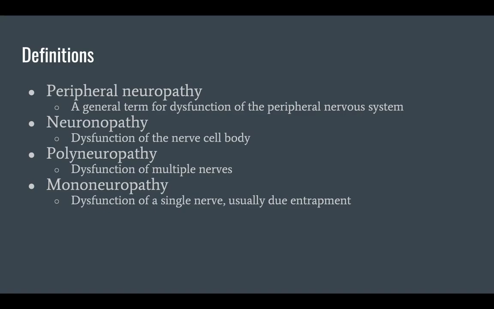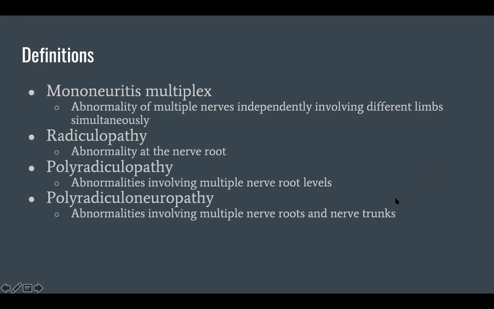Or like somebody had compression to the head of the fibula. So now that common fibular nerve is going to be entrapped. Okay, mononeuritis multiplex. If you hear that, that would be multiple nerves involving different limbs. Usually if something is more proximal, it's going to affect all the nerves below. But with this, you might have an arm and a leg involved instead of just one leg or both legs.